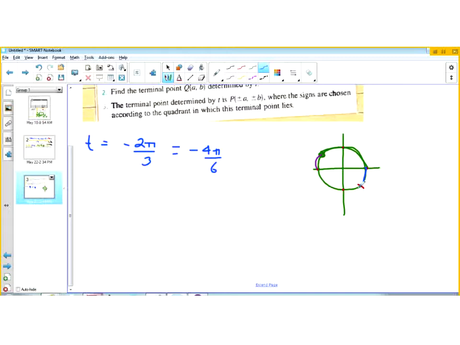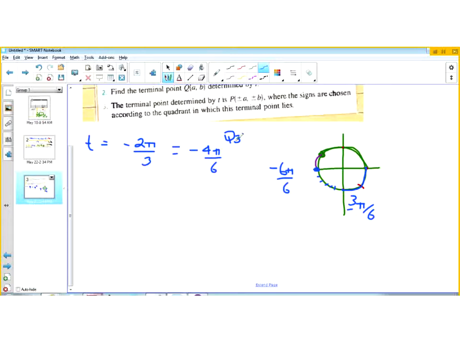Okay, and so if we go clockwise and we stop here, this would be negative 3 pi over 6. Right here would be my terminal number. And if I stopped here, this would be negative 6 pi over 6, right here at the point negative 1, 0. So negative 4 pi over 6, which is equal to negative 2 pi over 3, is somewhere along here. We don't know exactly where, but it's going to be somewhere in quadrant 3. So this is a Q3 number.